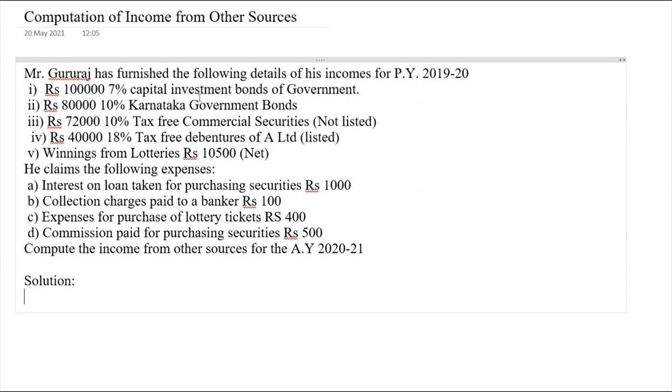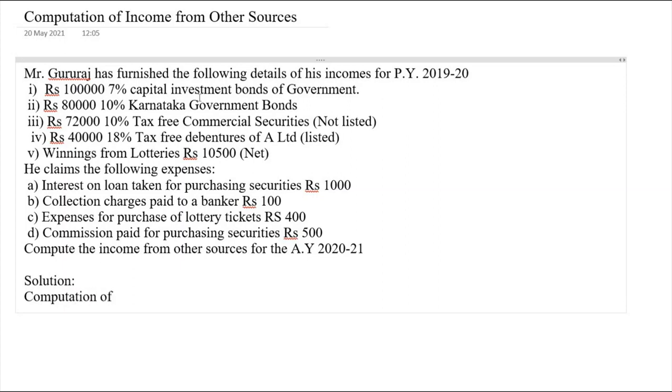We also need to find the gross income, that is, winnings from lotteries. Interest on loan taken for purchasing securities is deductible, because it is an expenditure connected with the earning of the income. Collection charges are also deductible, whereas the expense for purchase of lottery tickets is not deductible, and commission paid for purchasing securities is not deductible. Now let's go for the computation.